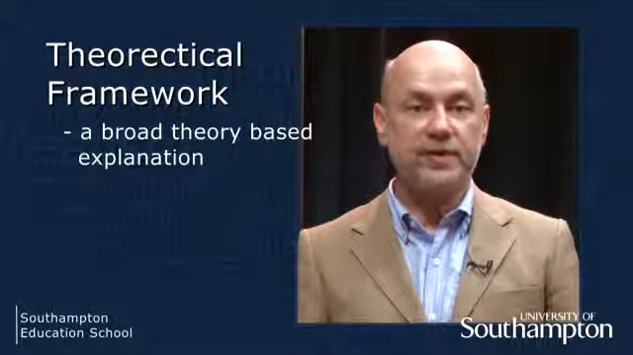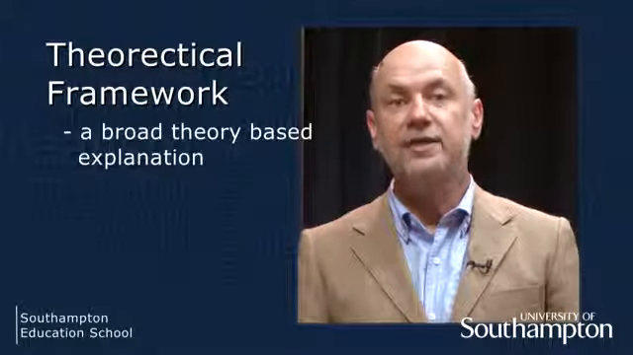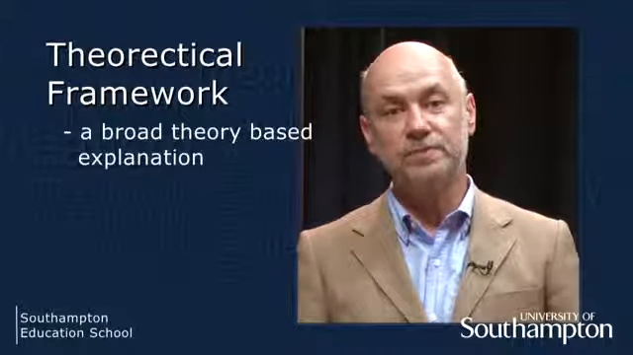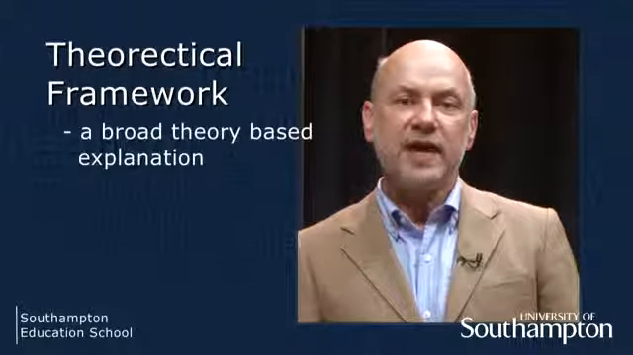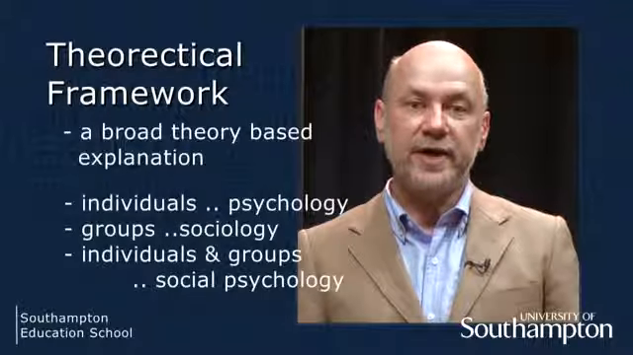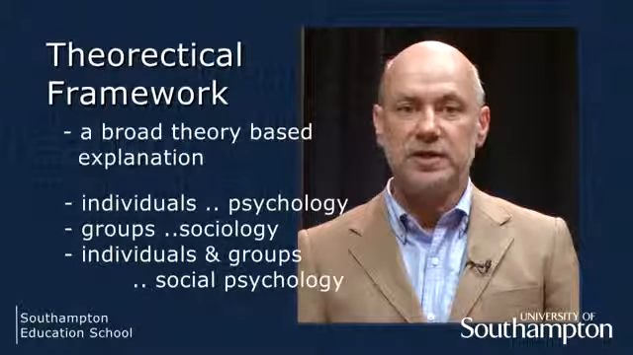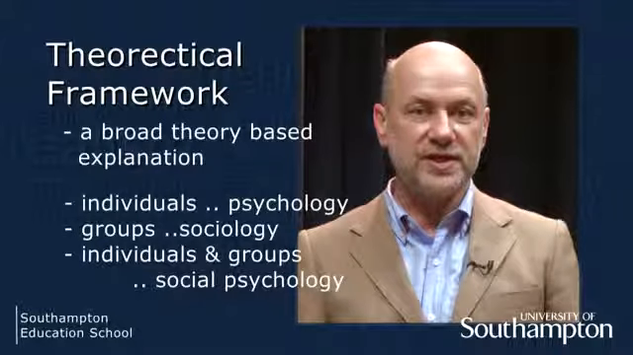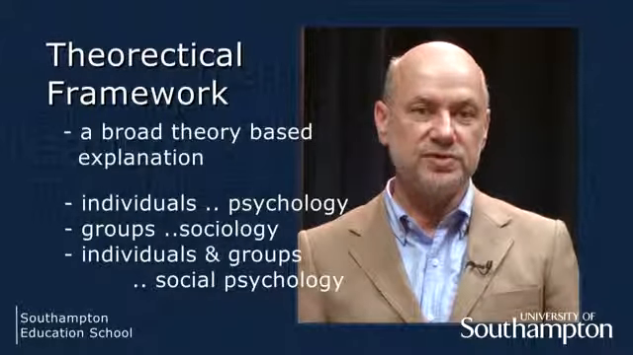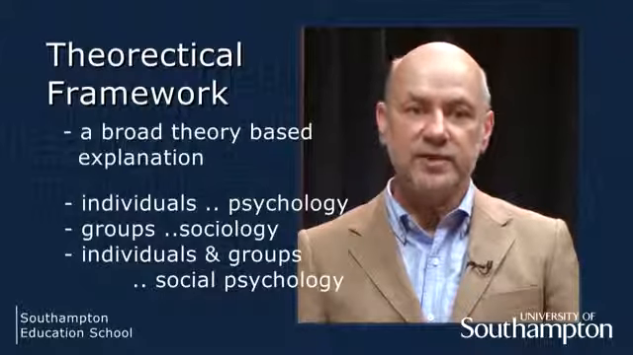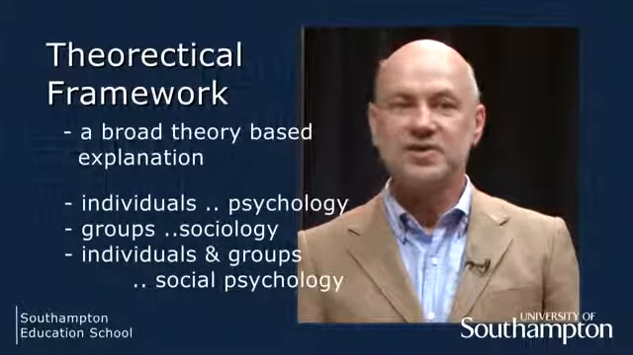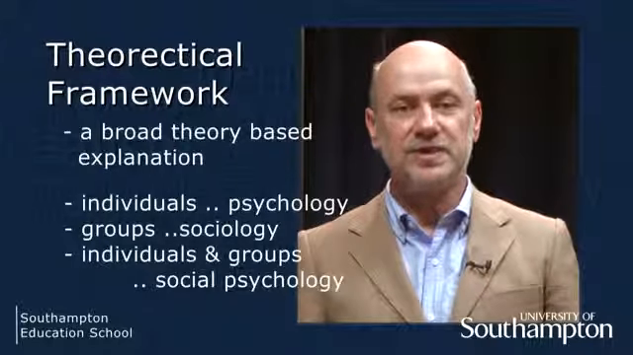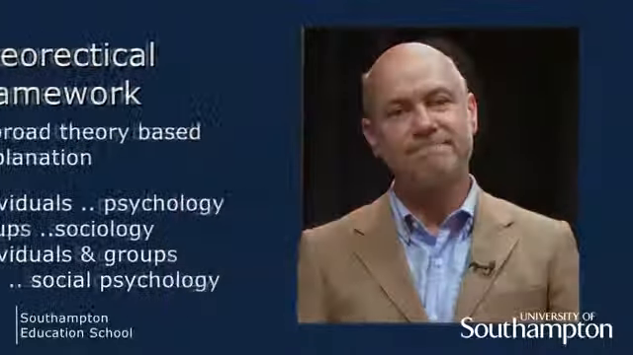Finding an appropriate theory is tricky, but the aim is to find theory that involves all of the concepts you wish to explore. If you're interested in how individuals understand or behave, then look in the psychology literature for possible theories. If you're studying groups or organisations, look in the sociological literature. If you're studying individuals and groups, look in the social psychological literature. Different fields, different disciplines will have different theories.